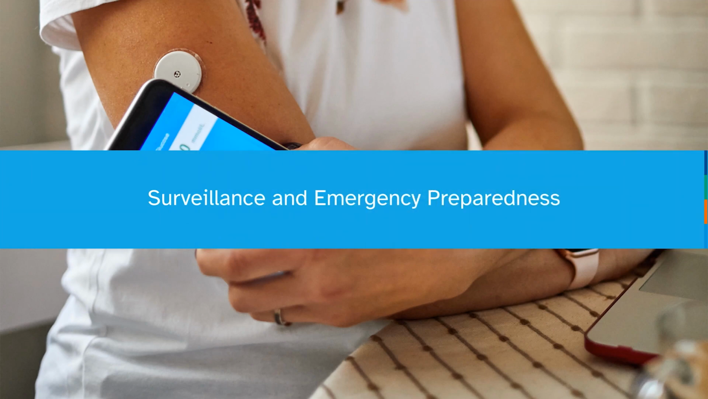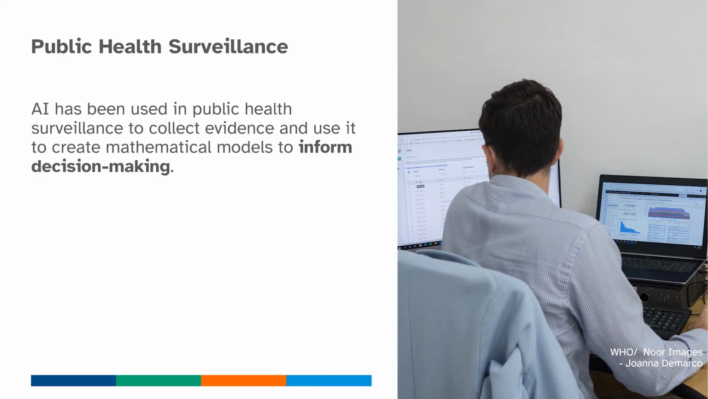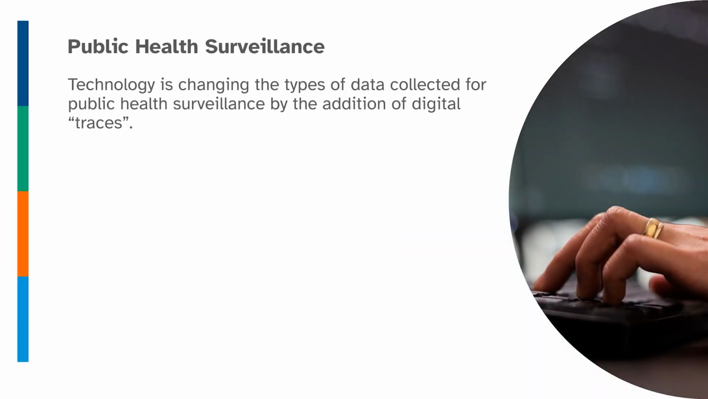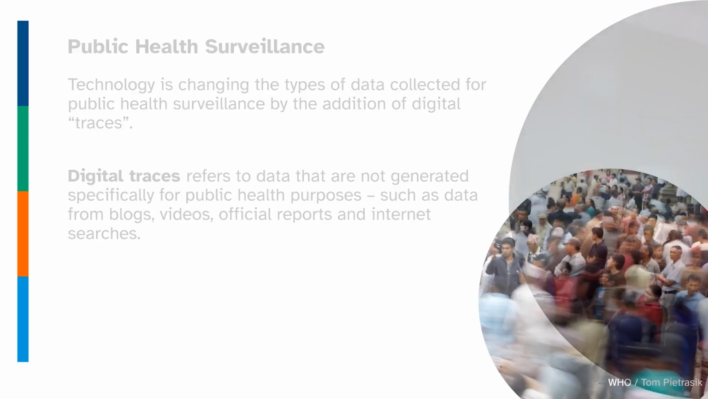Surveillance and emergency preparedness. AI has been used in public health surveillance to collect evidence and use it to create mathematical models to inform decision-making. Technology is changing the types of data collected for public health surveillance by the addition of digital traces. Digital traces refers to data that are not generated specifically for public health purposes, such as data from blogs, videos, official reports, and internet searches.